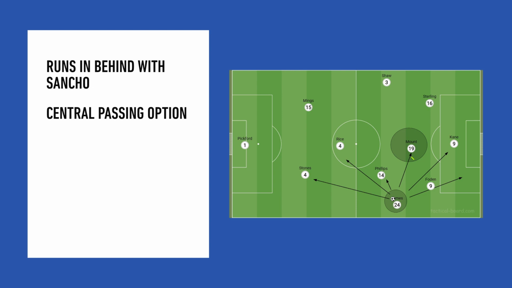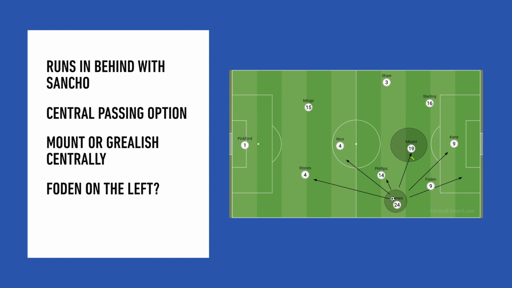That central attacking player could be Mason Mount, or maybe you move Jack Grealish there. That could be a really good option. With him coming central, I'd put Phil Foden on the left wing because you've got Jadon Sancho as the player to make the runs in behind.